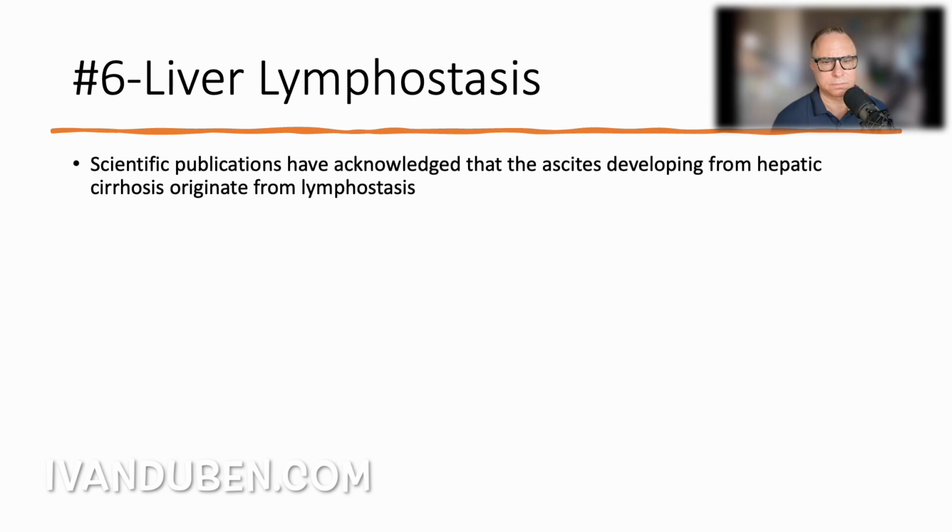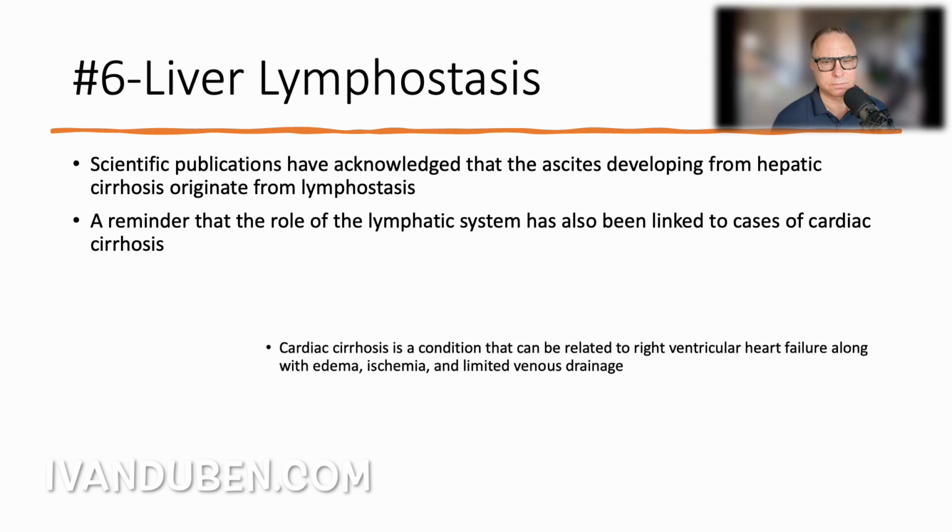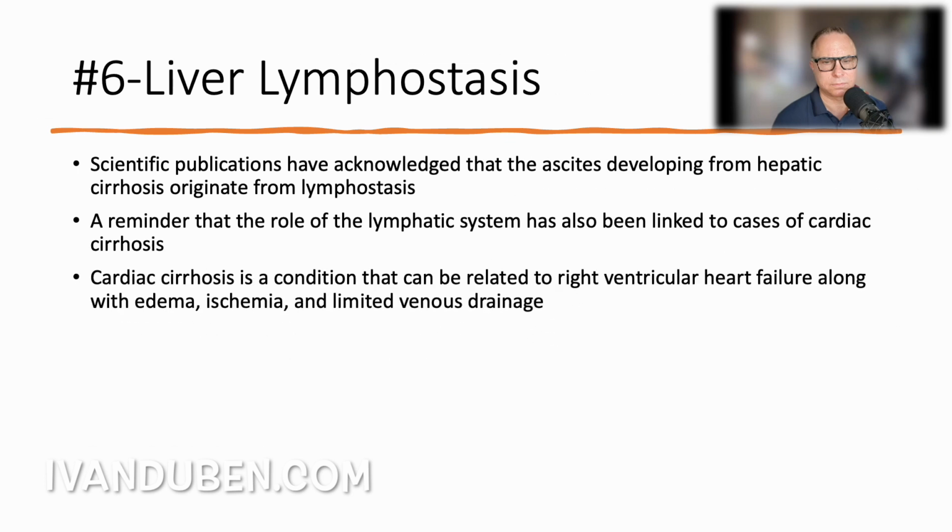Getting into liver lymphostasis, scientific publications have acknowledged that the ascites developing from hepatic cirrhosis originate from lymphostasis. A reminder that the role of the lymphatic system has also been linked to cases of cardiac cirrhosis, which I talked about in my previous presentation on the mediastinum. Cardiac cirrhosis is a condition that can be related to right ventricular heart failure, along with edema, ischemia, and limited venous drainage.